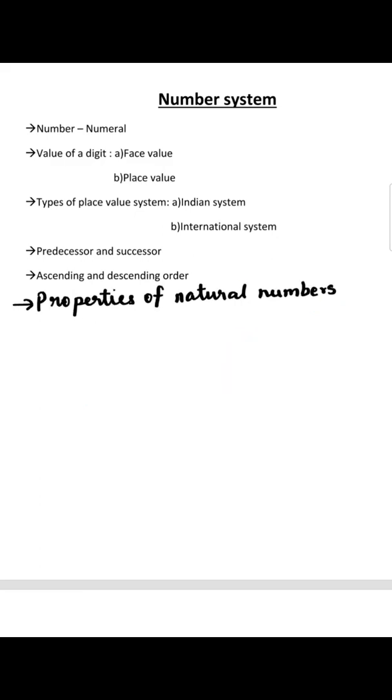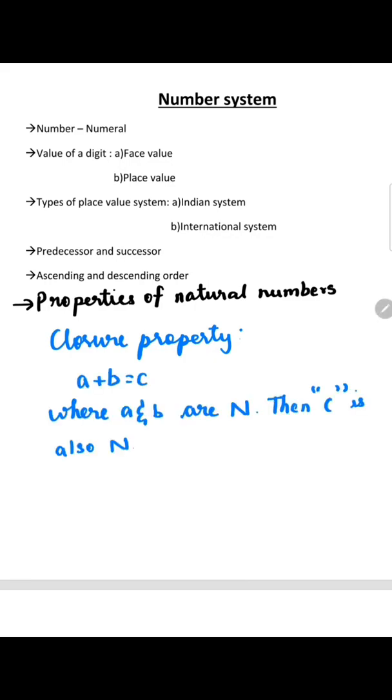So now let us discuss the properties of natural numbers. The first property is the closure property. According to the closure property, when A plus B is equal to C, where A and B are both natural numbers, then their sum, that is C, is also a natural number. Not only their sum, but their product is also a natural number.